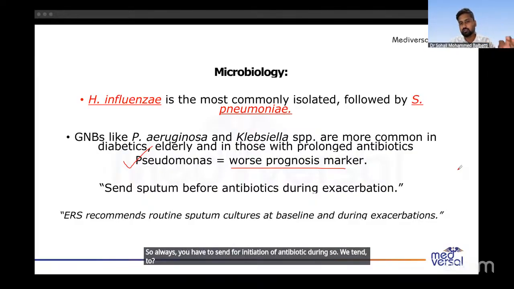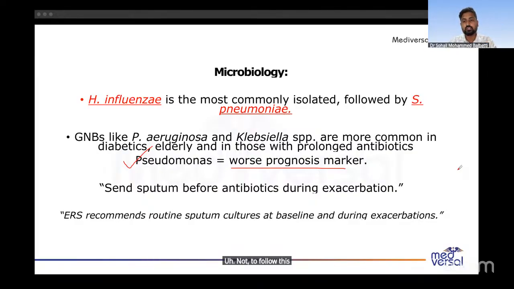So we tend not to follow this line, because the moment the patient comes in exacerbation, we directly give him stat medications and start him on antibiotic. And when next day we go for rounds, we will be sending him the sputum for culture. That should not be done. Immediately when the patient comes, once the patient is stabilized, you have to send the sputum for culture, followed by which you have to start an antibiotic.